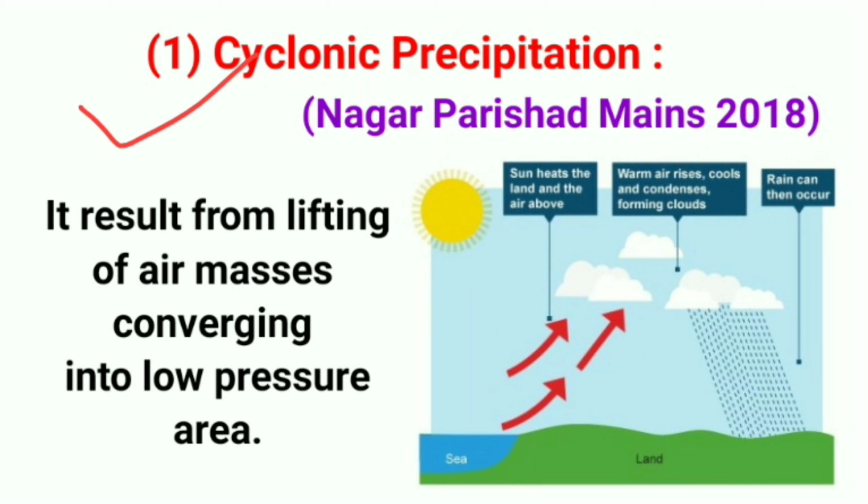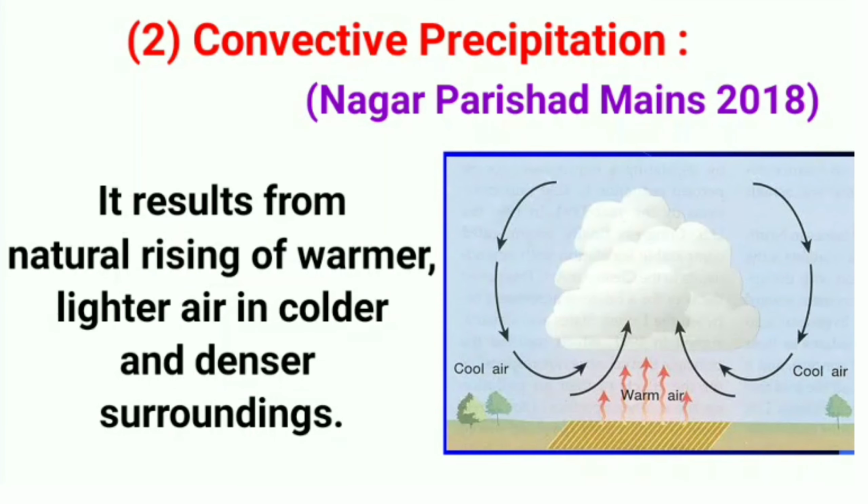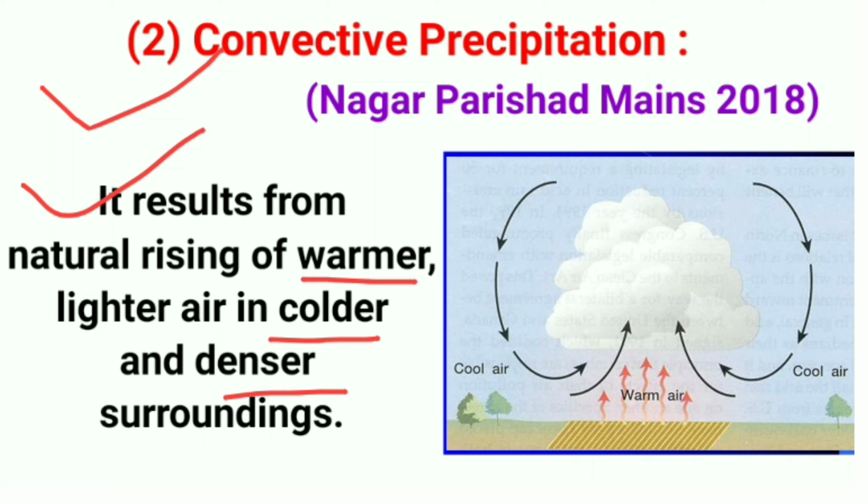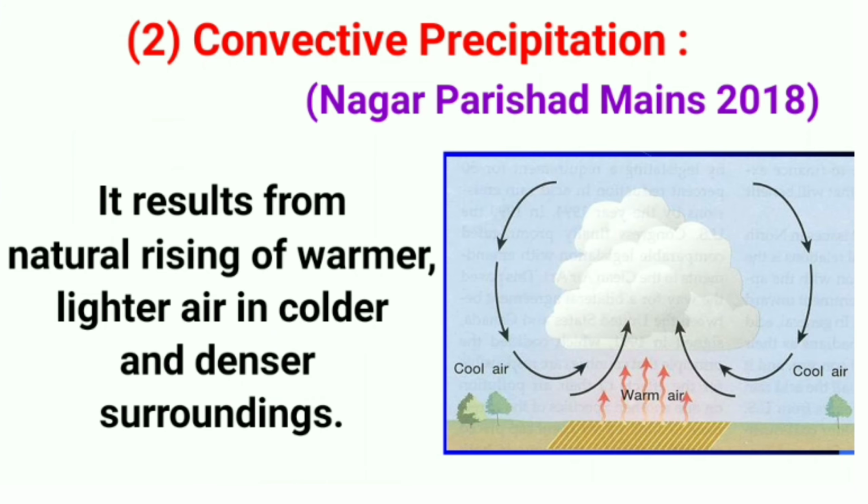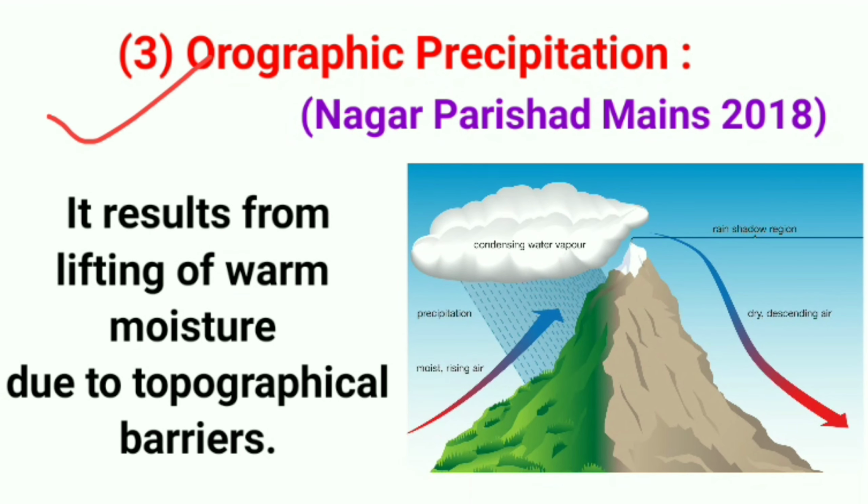First one, cyclonic precipitation. It results from lifting of air masses converging into a low pressure area. Second type is convective precipitation. It results from natural rising of warmer, lighter air in colder and denser surroundings. Third type is orographic precipitation. It results from lifting of warm moist air due to topographical barriers.